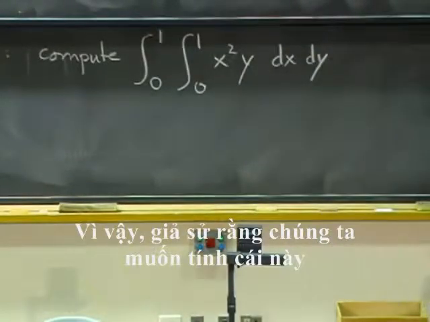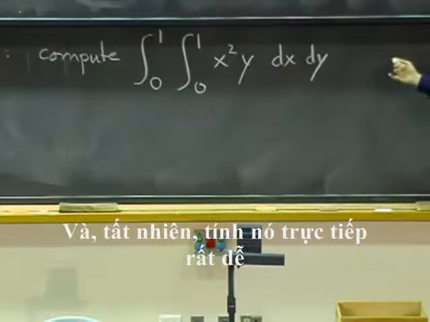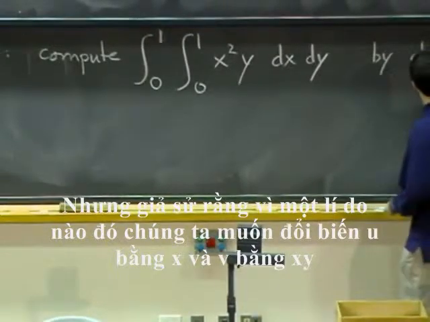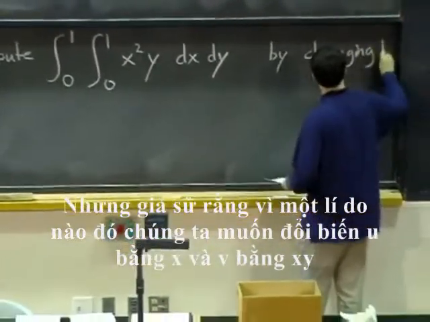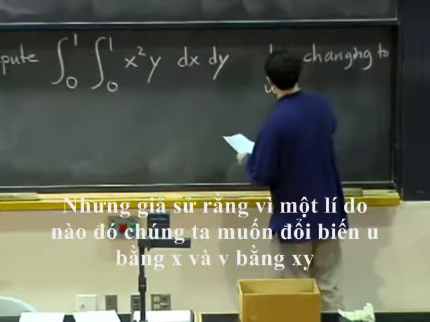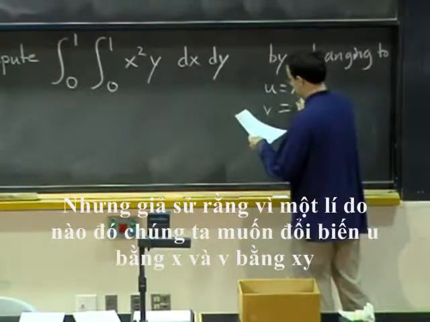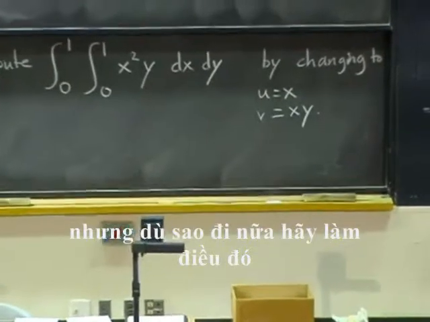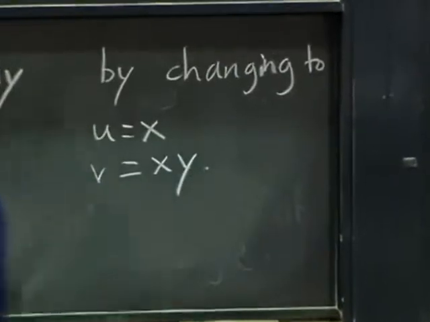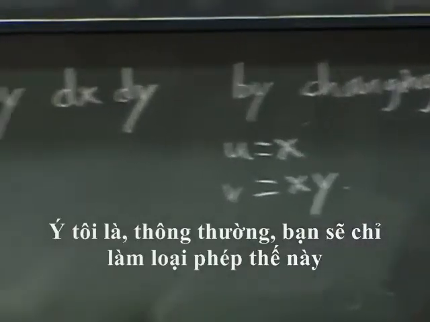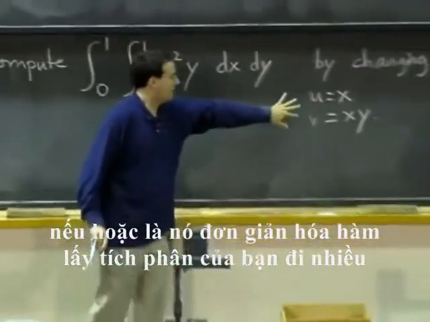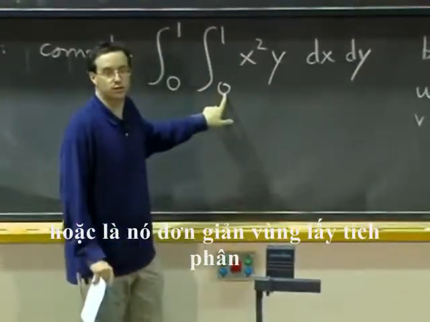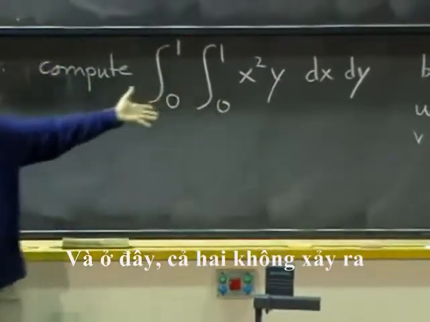So let's say that we want to compute this, and of course it's very easy to compute it directly. But let's say that for some evil reason, we want to do that by changing variables to u equals x and v equals xy. Okay, that's a very strange idea, but let's do it anyway. Normally, you would only do this kind of substitution if either it simplifies a lot the function you're integrating, or it simplifies a lot the region on which you're integrating. And here, neither happens.